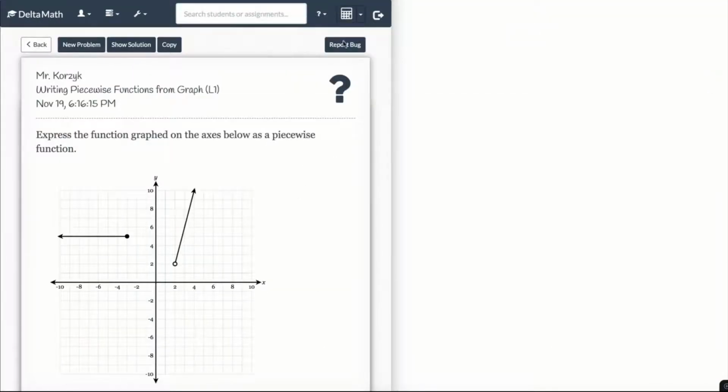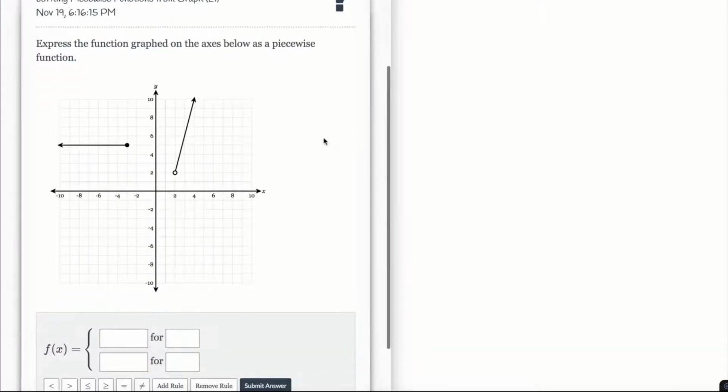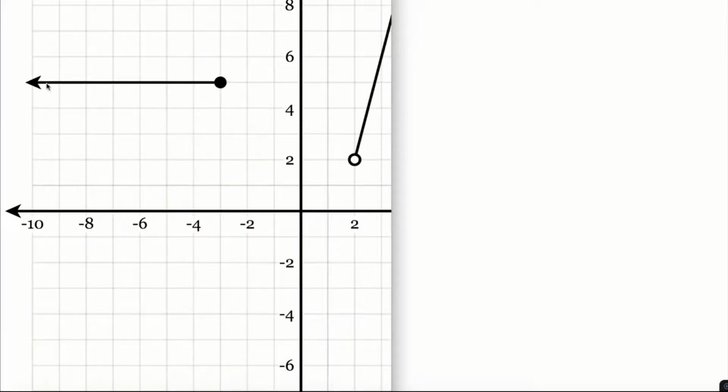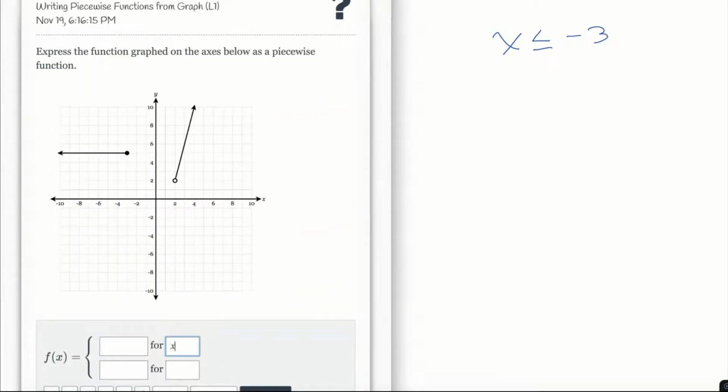Express the function graphed on the axis below as a piecewise function. So I see 2 pieces, so I'm going to have 2 rules. Now, the domain of this piece, since it's going all the way left to an x value of negative infinity, and the biggest x value on the piece is negative 3, we could say that the domain of that is any value of x which is less than or equal to negative 3, because less than negative 3 represents to the left of negative 3. So the first domain will be x is less than or equal to negative 3. You can press the less than then equal sign on your keyboard if you want.